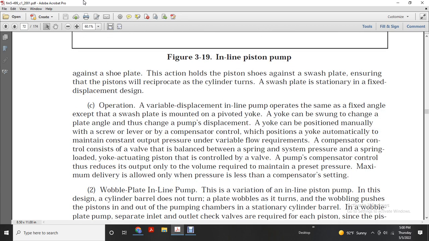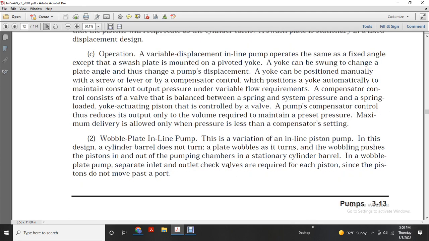Operation of the variable displacement inline pump is the same as with a fixed angle, except the swash plate is mounted on a pivot to the yoke and swung to change the plate angle, which changes the pump displacement. The yoke can be positioned manually by screw or left with a compensator control, which positions the yoke automatically to maintain constant outlet pressure under variable flow requirements. The compensator control consists of a valve balancing the spring and the system pressure, with a spring-loaded yoke and actuating piston. The pump produces only the volume required to maintain the preset pressure, and delivers maximum only when the pressure is less than the compensator setting.